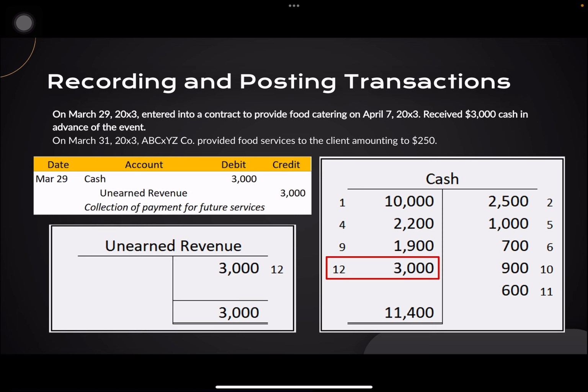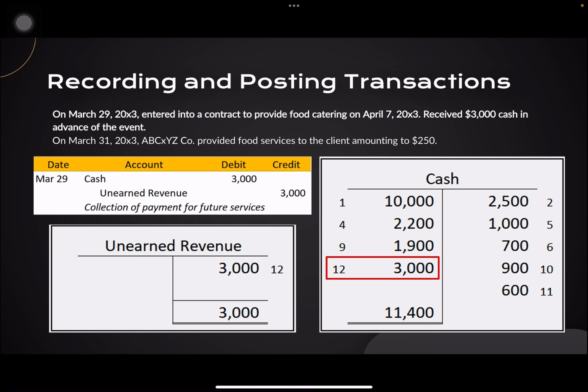So we have a sample transaction here. It says that on March 29, 20x3, we entered into a contract to provide food catering on April 7, 20x3. We received $3,000 cash in advance of the event. So first, let's analyze the transaction. Is this transaction a financial or non-financial transaction?